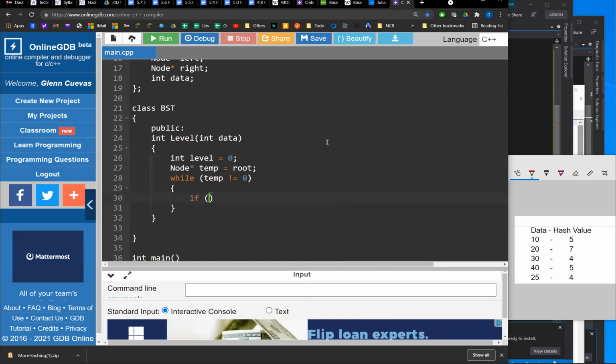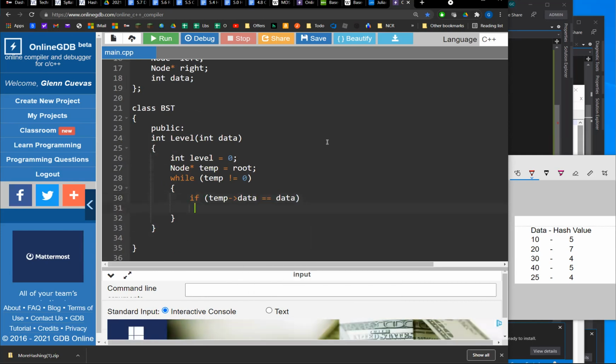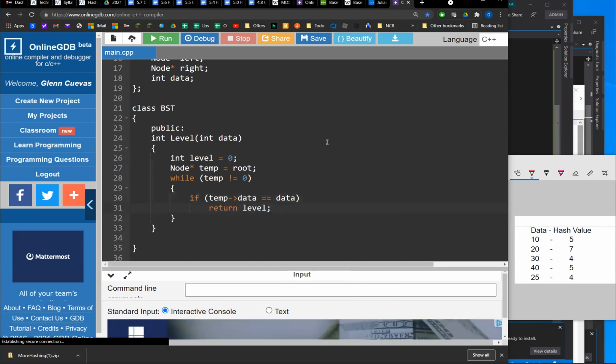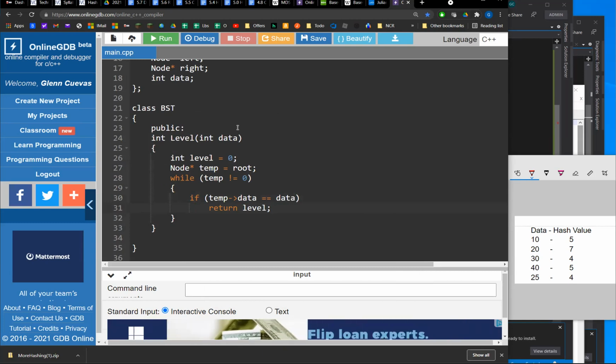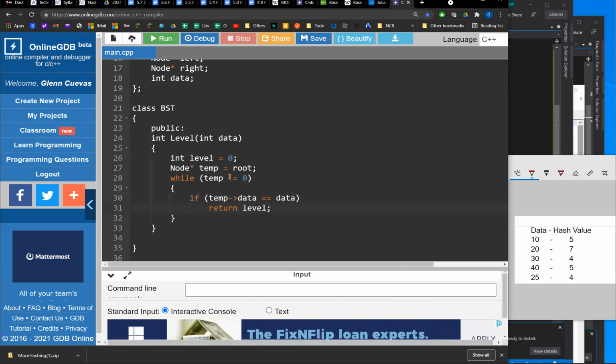All right. So if temp data, whatever I call it, is equal to data, go ahead and just return back the level because we found what we're looking for, right? So say we're looking for 10. We call our function level, pass 10 along, we set temp equals root. Temp's not null. Temp data is the root. The value of the root is 10. 10 is equal to 10. And we return 0 and indicate back that the root is on level 0.